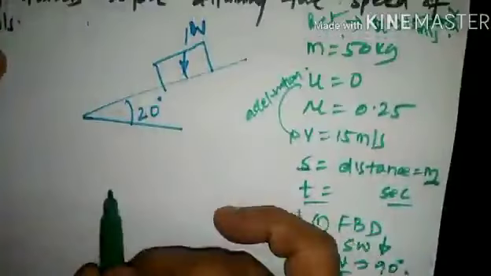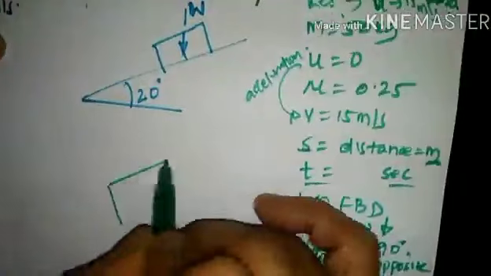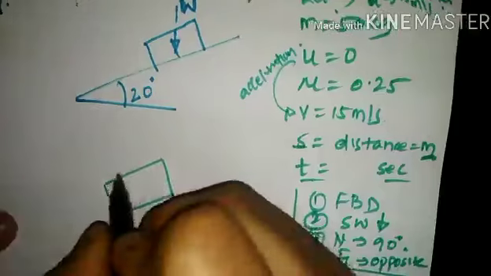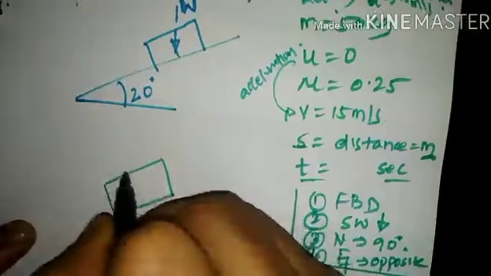To start with the free body diagram, we will separate this particular block, which has been placed on an inclined plane. After separation, the block will be represented in this particular fashion. Now here we need to show the x and y direction axes. The x and y direction axes need to be shown along the movement of the body.